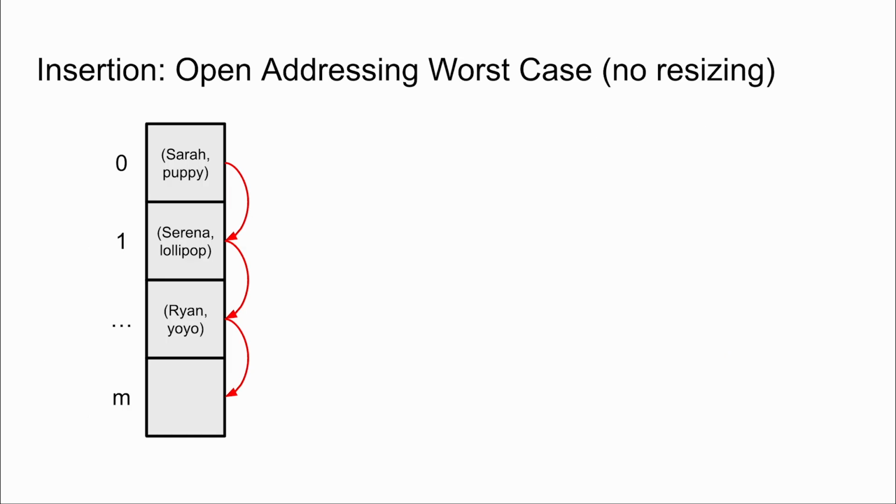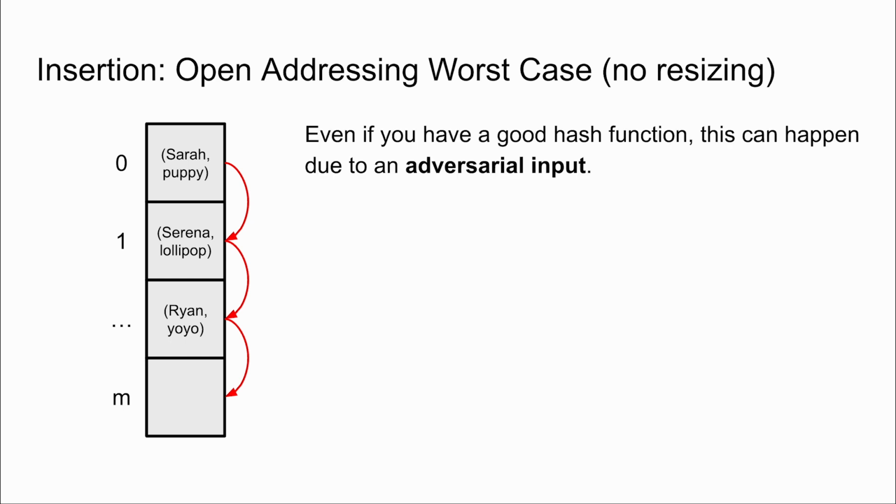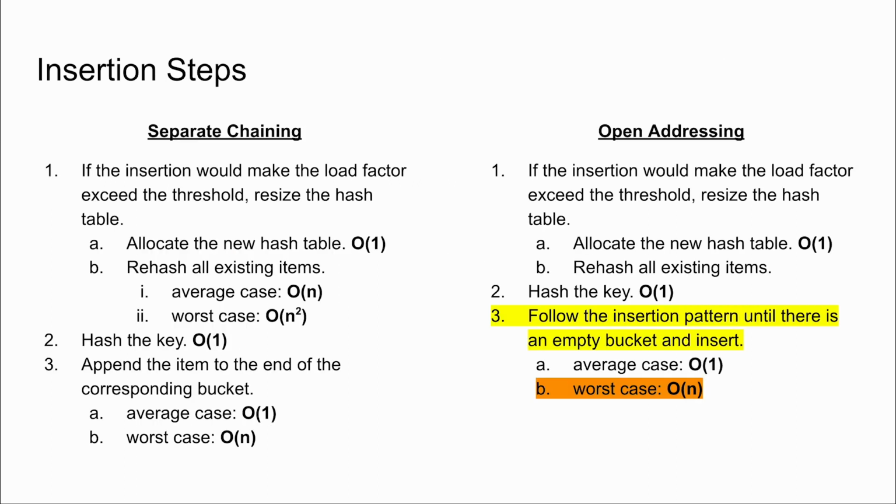Now let's look at the worst case insertion without resizing. The worst case will look something like this, where all the inputs form a really large cluster. Just like with separate chaining, even if you have a good hash function, this can happen due to an adversarial input. Here, it takes O(n) to traverse the cluster, plus O(1) to insert, for a total of O(n) runtime. Then, the worst case runtime for insertion without resizing is O(n).